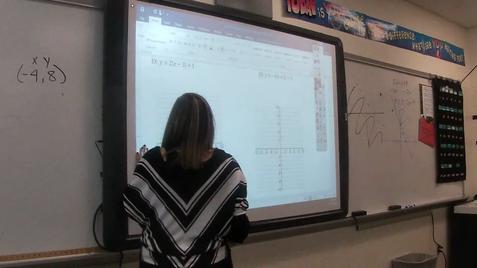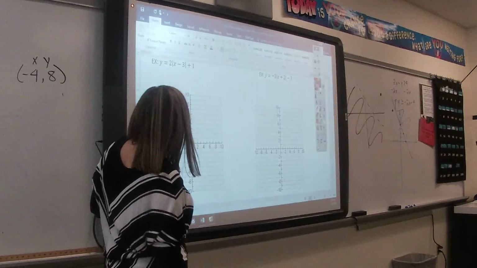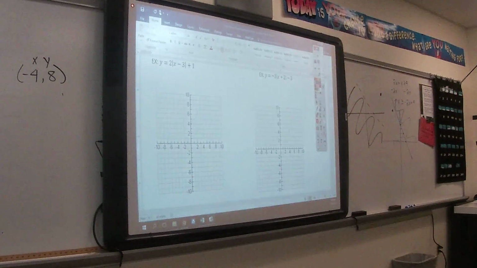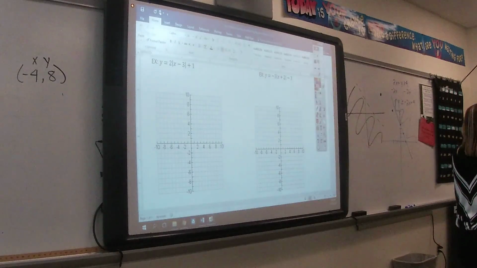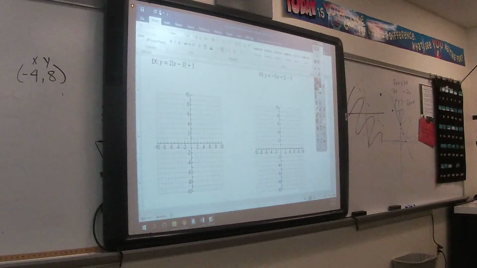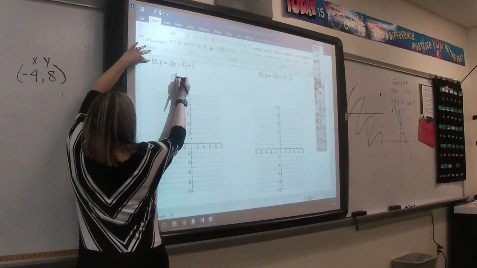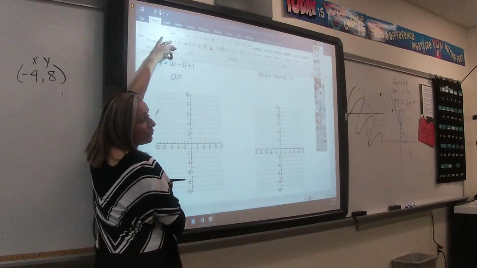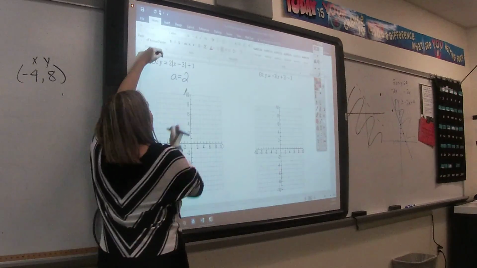Y equals 2 times the absolute value of x minus 3 plus 1. So just like in point-slope form, there are two things we are going to find here. We're going to find a point, and we're going to find a, which is as close to the slope as we can get. So if we look at this, what value does a equal in this one? A is in front of the absolute value, right? Our formula was y equals a, so a is going to be 2.